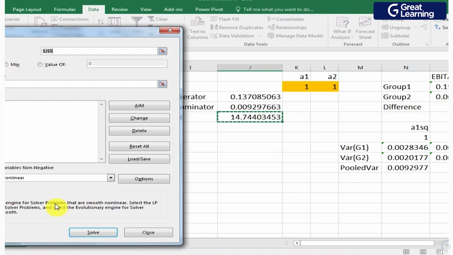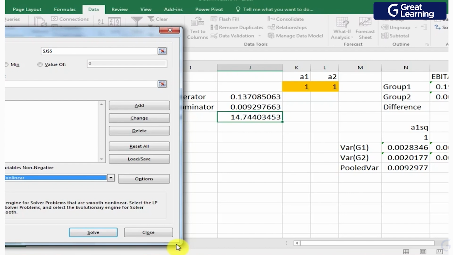Here, these are coefficients like the regression slopes, they can be negative. And therefore, remove this unconstrained variable non-negative part. Logistic also we have done that, do you recollect? And then GRG non-linear is correct. It is the generalized reduced gradient method of non-linear optimization.